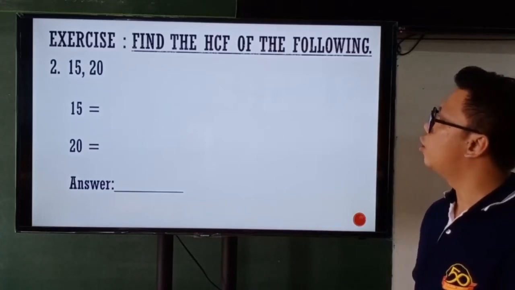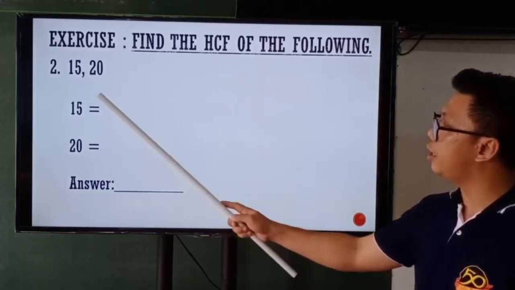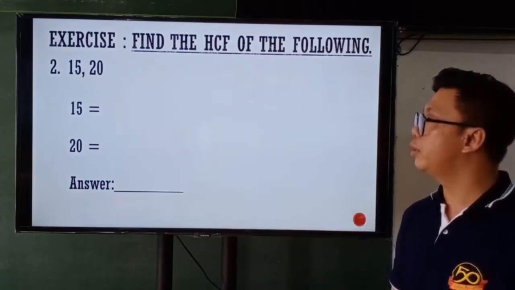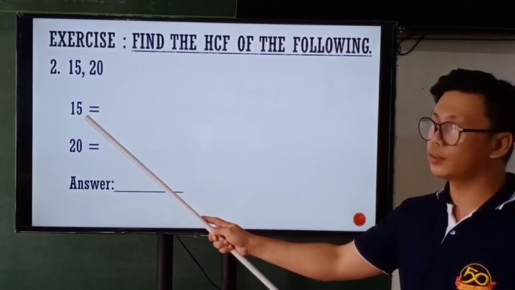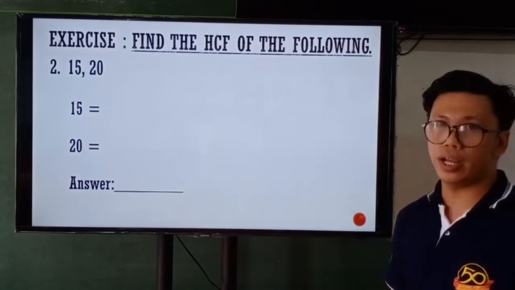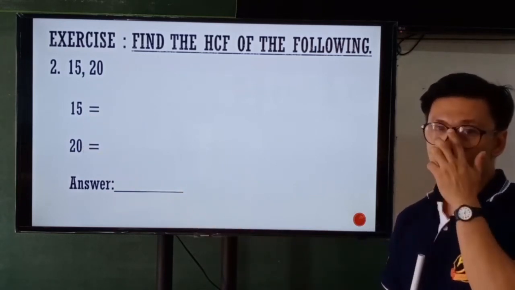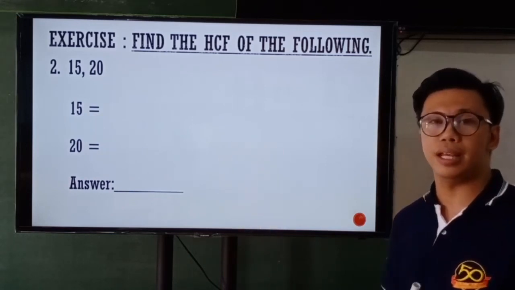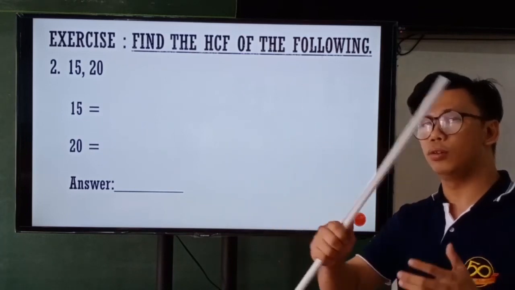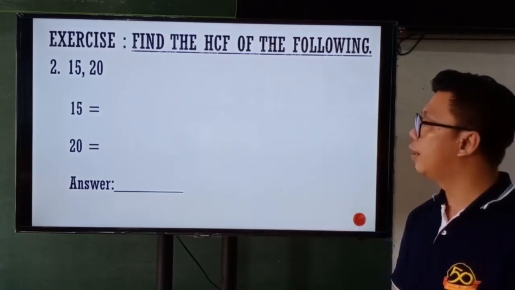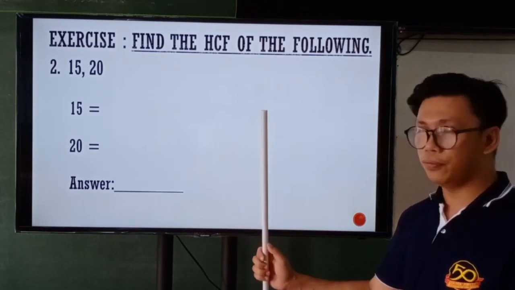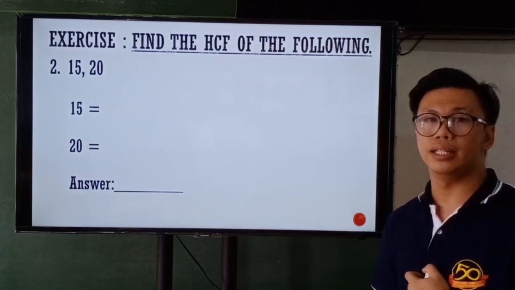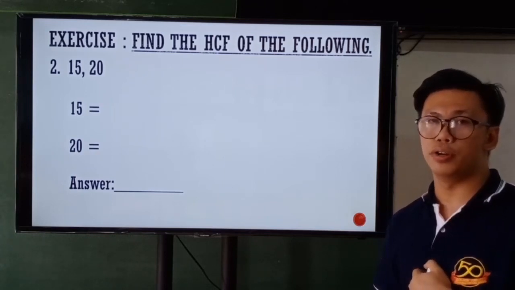Okay, let's go to exercise number 2. We have here 15 and 20. So the first method we will get is find the factor of 15 and 20. After finding the factor, you list the numbers in ascending. Ascending means smallest number going to the largest number. After writing, you will find the highest common factor. What is the highest common factor? That is the largest common numbers.